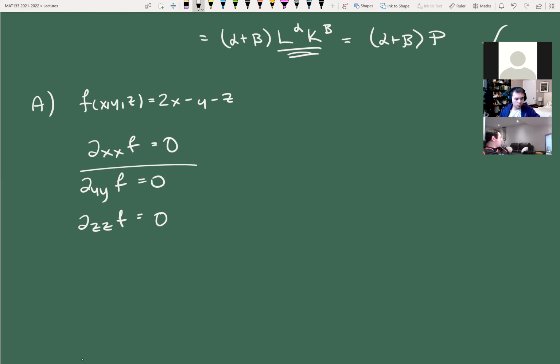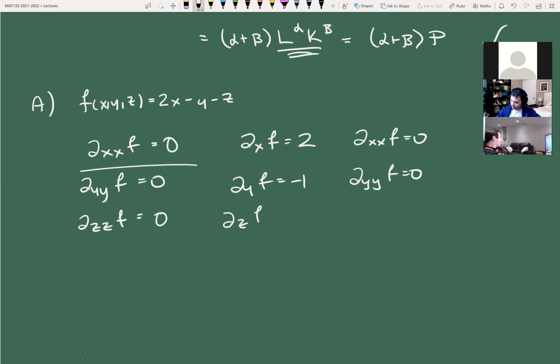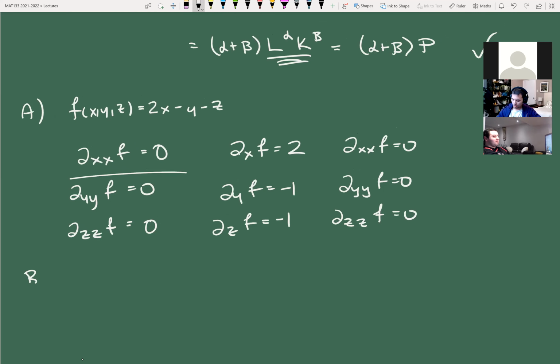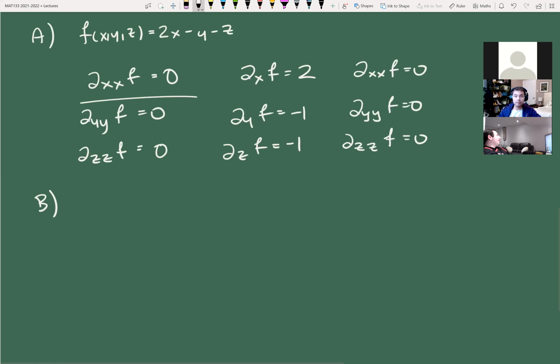Why is which one 0? Or just how do I do one of these? So the x derivative is 2, and so this thing is a constant. If I differentiate it again, I get 0, right? Same thing. The y derivative is -1, and if I differentiate it again, I get 0. And then the z derivative is -1, so if I differentiate it again, I get 0, right? All right, so hopefully that makes sense.